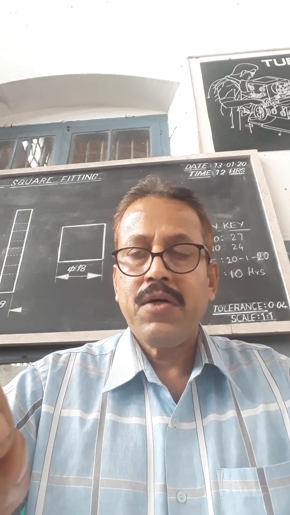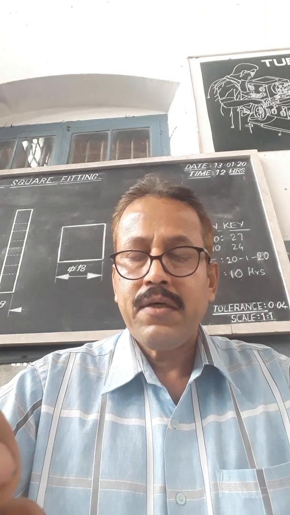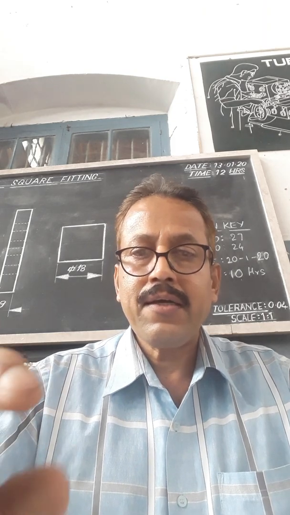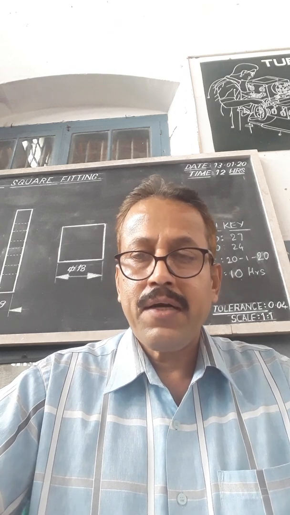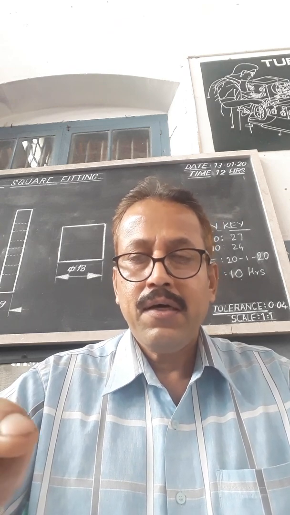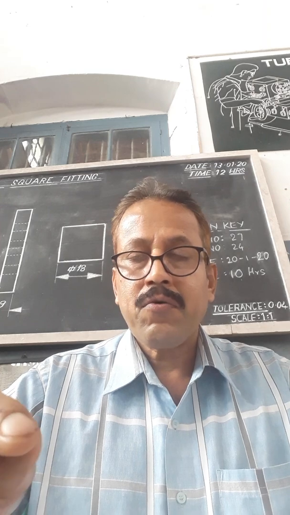Only the go gauge should enter, and this gauge is used for checking external threads. When the external thread is perfect, only the go gauge will enter. It will drive on the job. The no-go gauge will not enter.